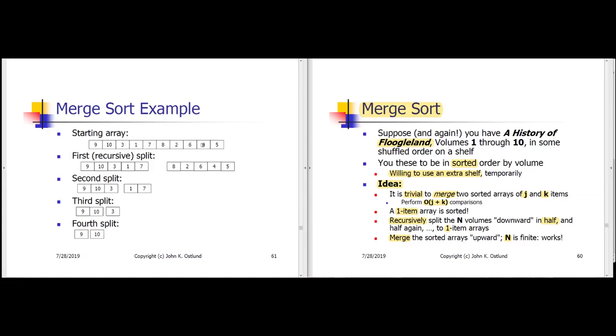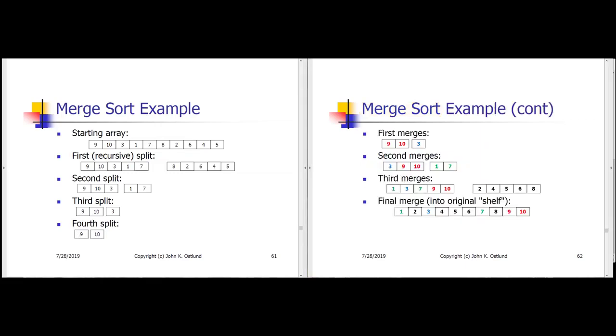Okay, so we split the array of 10 into two arrays of 5. We split the left-hand array of 5 into an array of 3 and an array of 2. We split the array of 3 into an array of 2 and an array of 1. And we split the array of 2 into two arrays of 1.